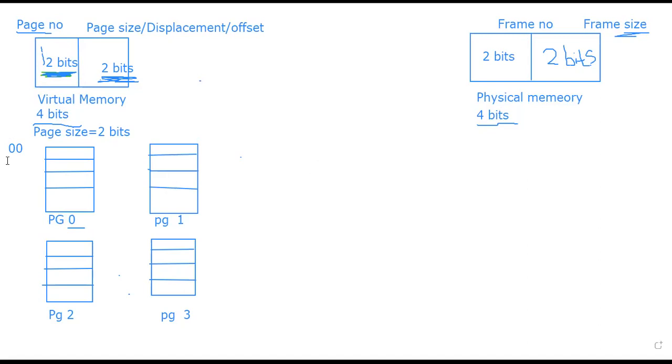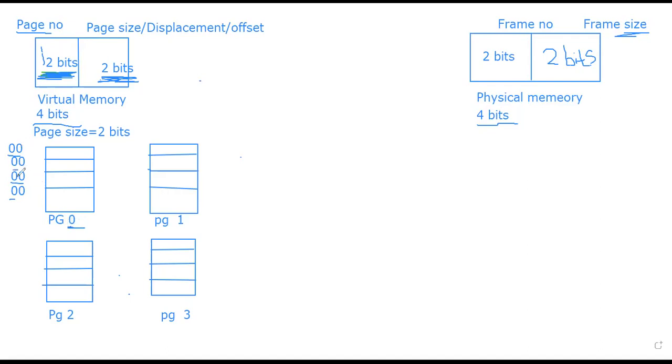The second one also will be 0 0 only. Third one also 0 0. Fourth one also 0 0. Because all the first 2 bits represent the page number. If you see the virtual memory, the first 2 bits are allocated for the page number. So this is page 0, and that's why we are making the first 2 bits 0 for everything.